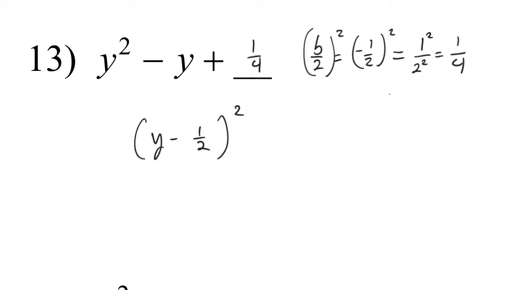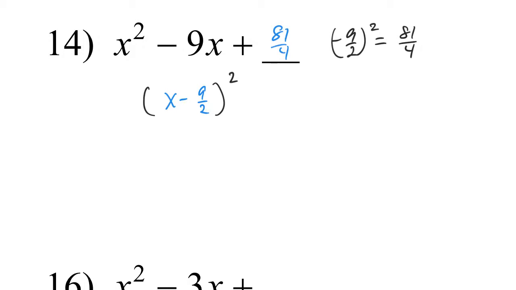All right. So go ahead and move on to number 14. If you would please do number 14, let's pause the video for just a second and come back once you have finished number 14. All right, so if this went well, then you had negative 9 over 2 squared become an 81 over 4. So the term that goes into this blank is the 81 over 4, but when we factor, we know that this number will be the b over 2. So the x minus 9 over 2 quantity squared.